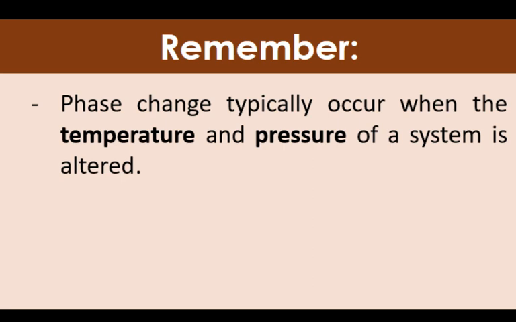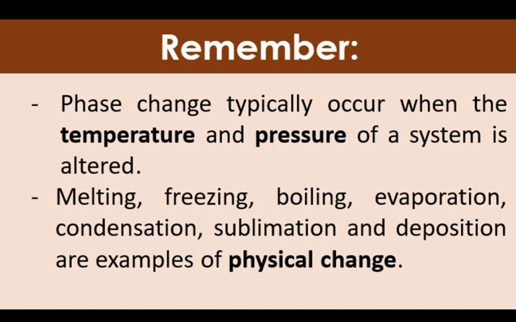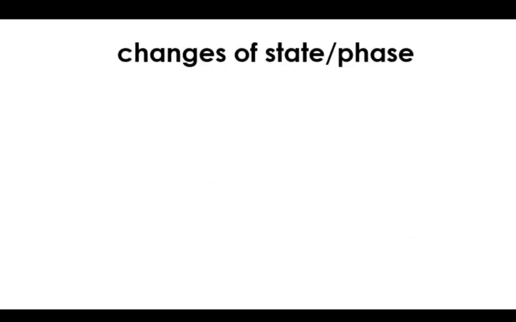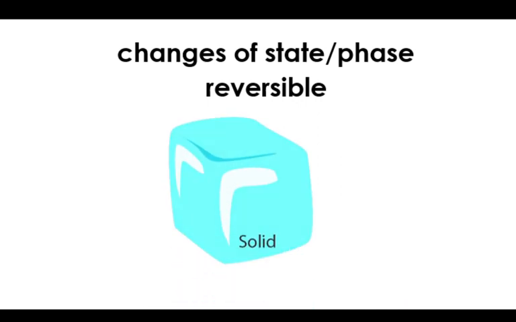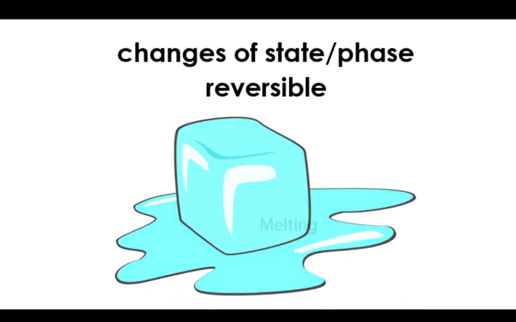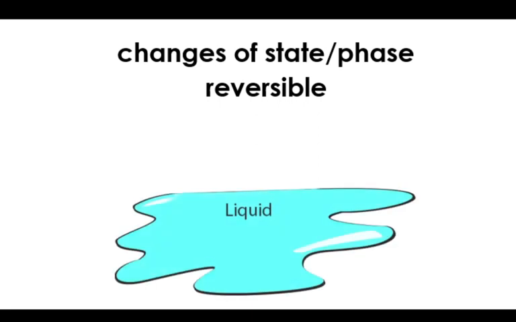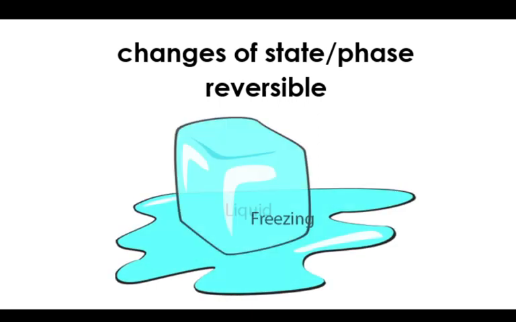This is the result when there is an increase or decrease in the amount of thermal energy contained in the system after heat transfer. Melting, freezing, boiling, evaporation, condensation, sublimation, and deposition are examples of physical change. These commonly result in changes of state or phase. Notice that changes of state are reversible. For example, a liquid substance changes to solid during freezing. It changes back to liquid during melting.